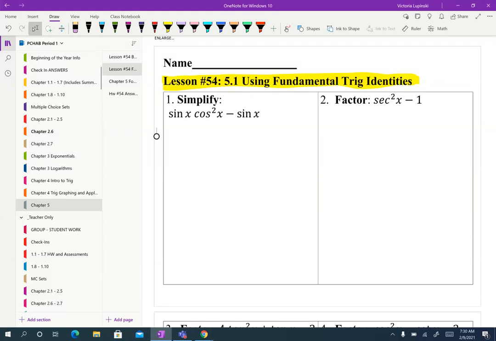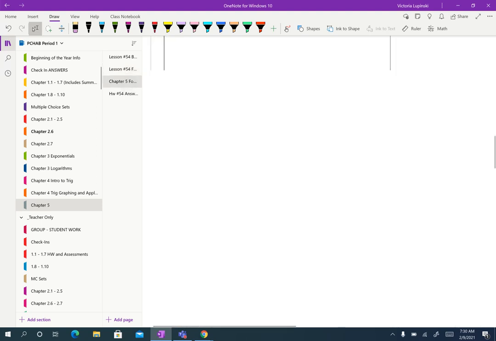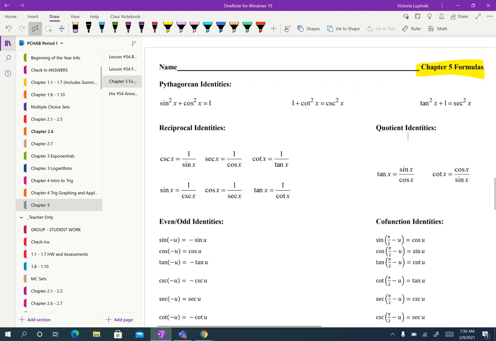All right, welcome everybody. Today we're going to talk about lesson number 54, which is the beginning of chapter 5, and this is section 5.1, which is about using the fundamental trig identities. Now, if you're going to be using the fundamental trig identities, you of course have to know what those trig identities are. So let me go ahead and pop over for a second to the chapter 5 formula sheet.